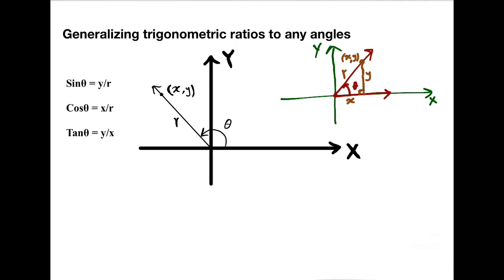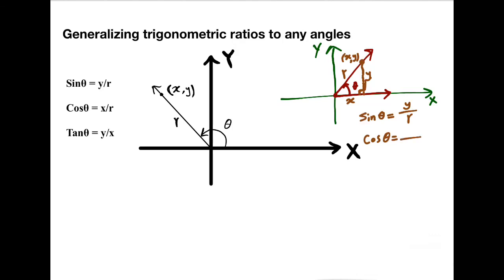Now let's write down the trig ratios that we learned in the previous video. So what is sine of angle theta? Sine of angle theta is opposite divided by hypotenuse. In this case, opposite to angle theta is y, and the hypotenuse is r. So sine theta is y divided by r. What is cosine of theta?